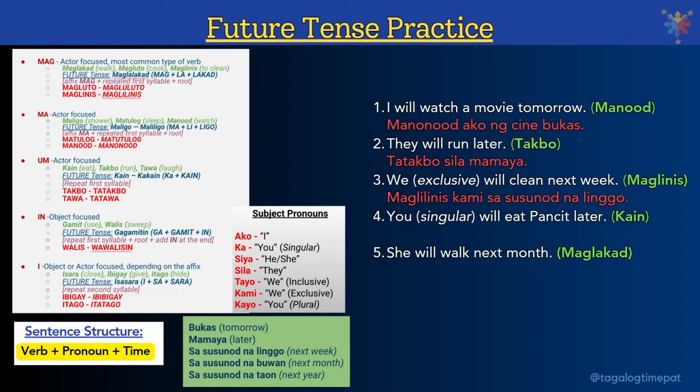Number 4, you singular will eat pansit later. Kain means to eat. Kakain ka ng pansit mamaya. And then lastly, she will walk next month. Maglakad. Maglalakad siya sa susunod na buwan.